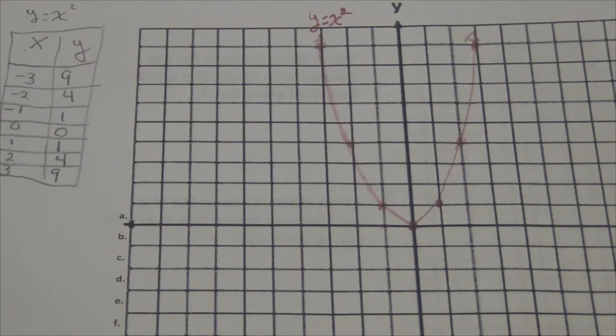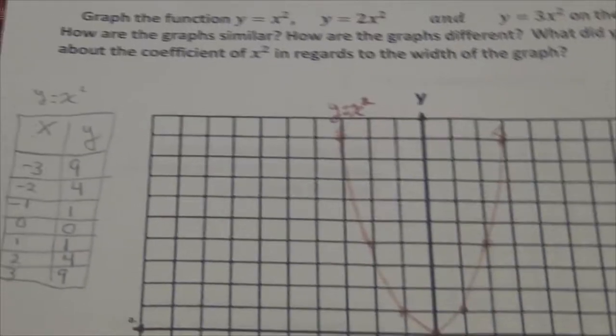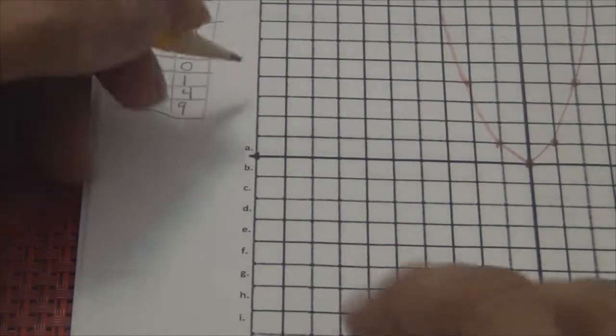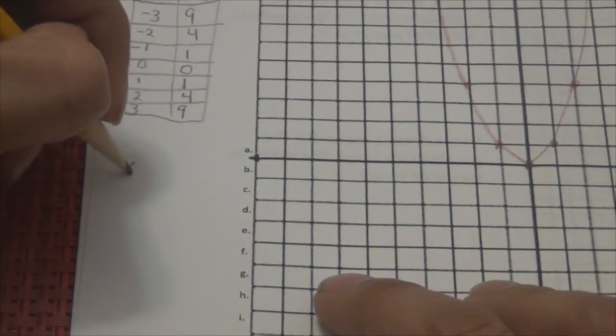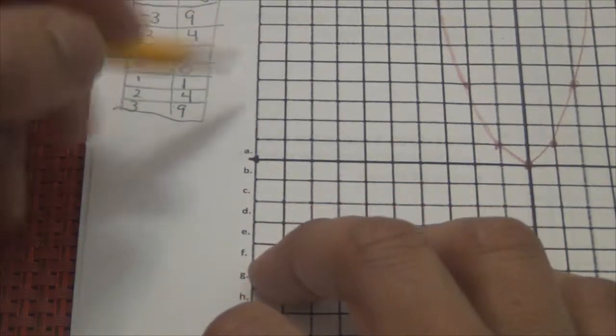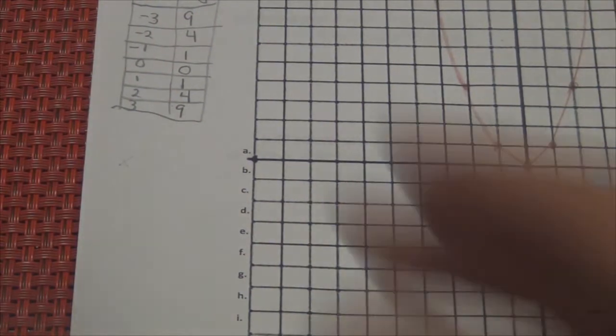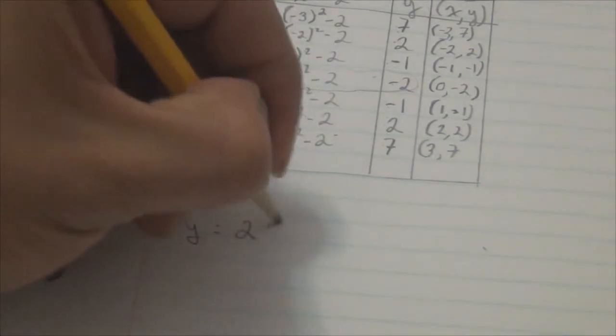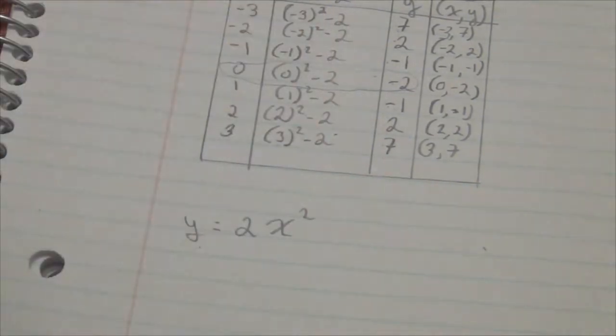Now let's do the other one. What's the other one? I don't know. Which one are we doing? Let me do y equals 2x squared. Okay, I'm gonna do y equals 2x squared. So I have the little table right here. The table is going to be, oh, you know what? No, let me do it on this paper. Okay, y equals 2x squared.